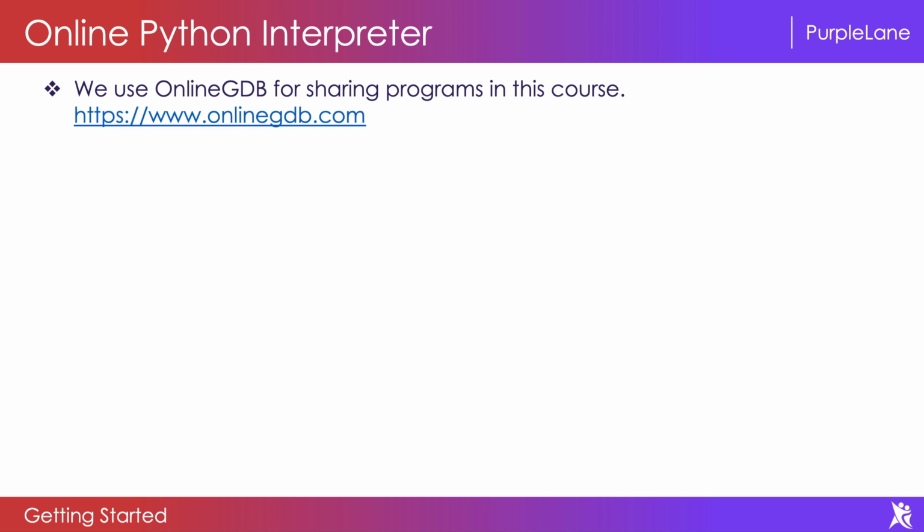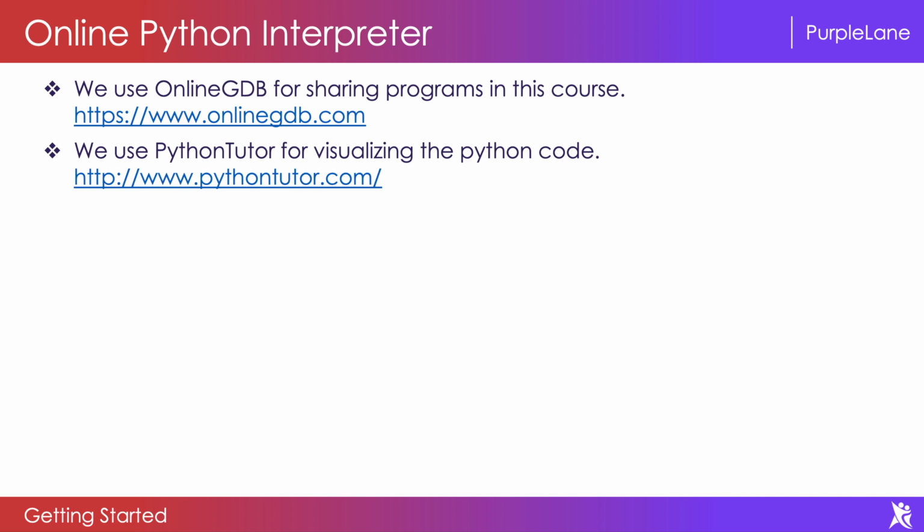So we use onlinegdb.com for sharing our programs in this course. You can just go to this website and start writing your programs and execute within the browser itself. And we'll also use an excellent tool called Python Tutor, which you can use to write Python code from within your web browser and visualize its execution step by step. So we'll be using these two websites also extensively in this course.